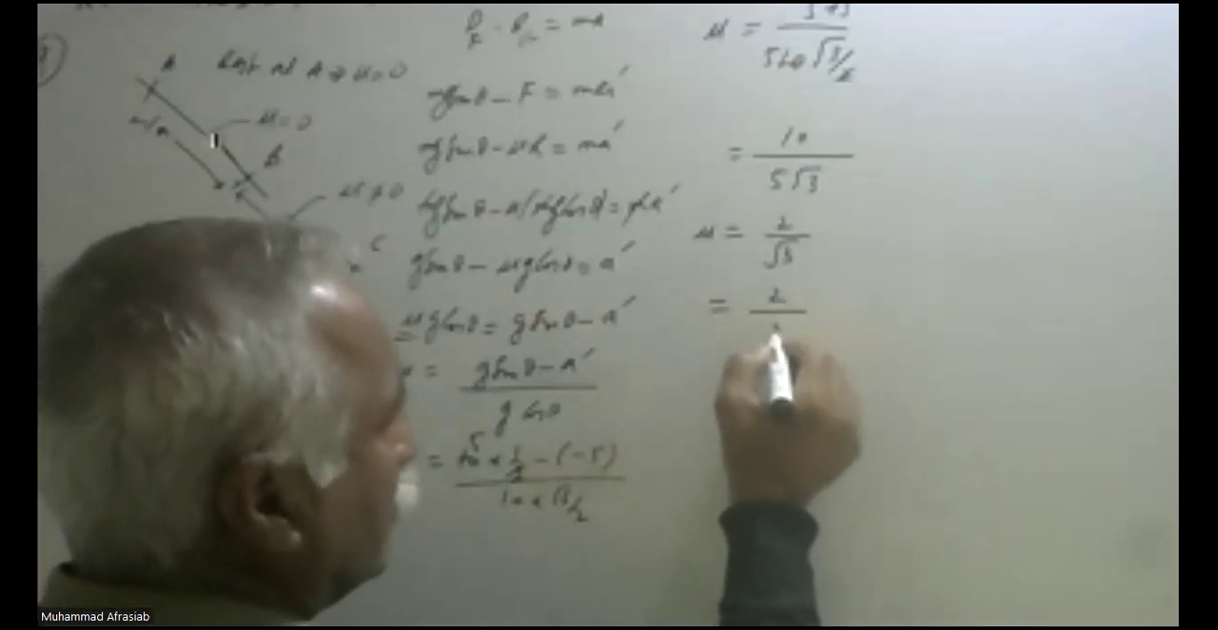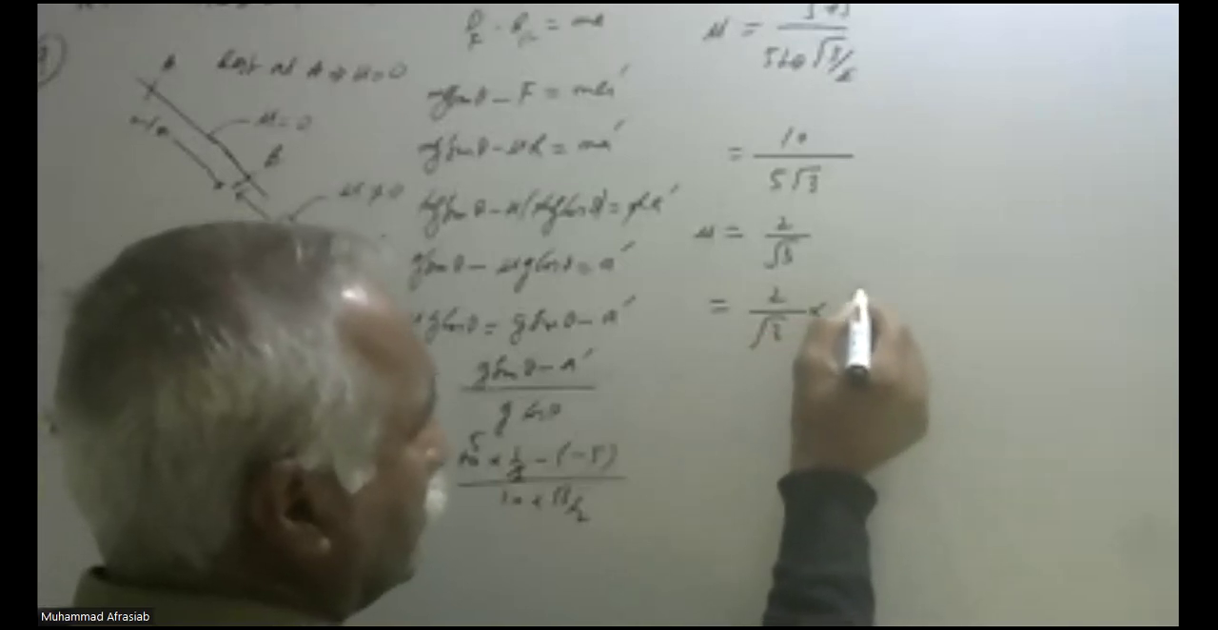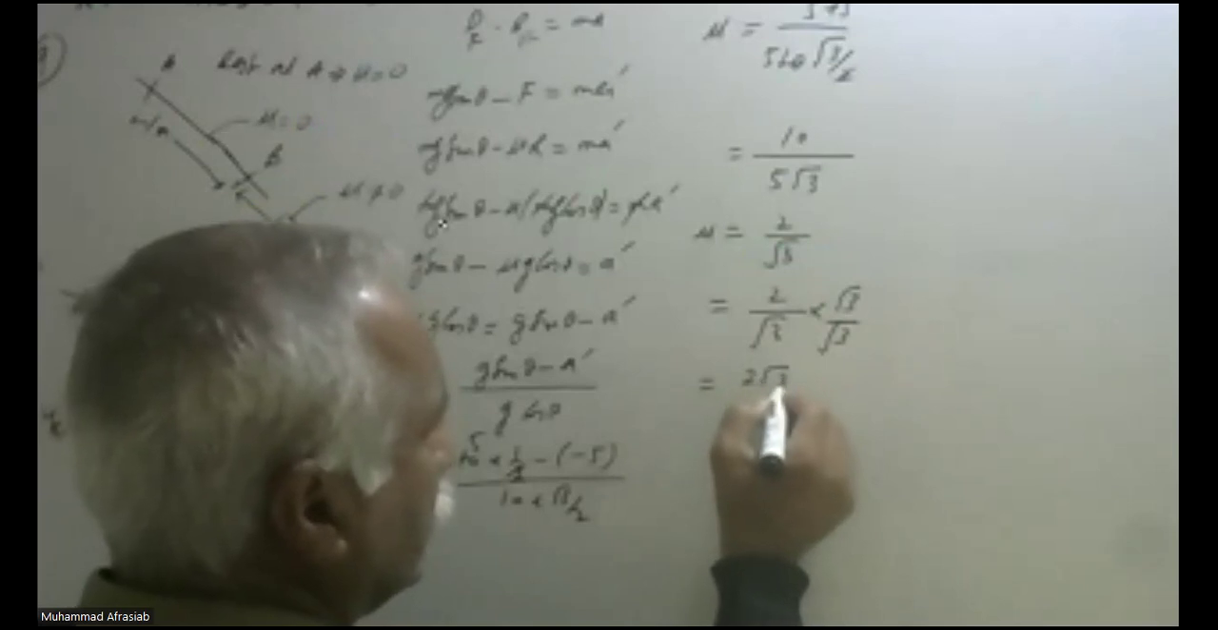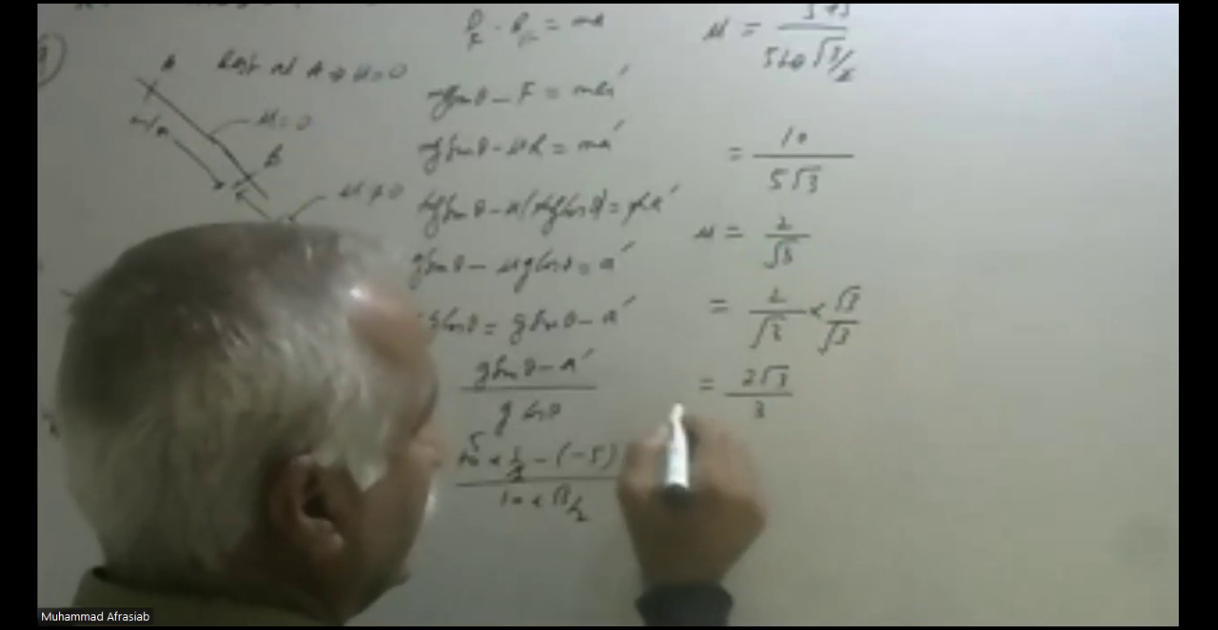is the coefficient of friction. We can even write this thing as 2 over root 3 into root 3 divided by root 3, and that thing is equal to 2 root 3 over 3, the coefficient of friction of this particle when it is going to be at rest at the position C there. So this is the complete solution for this question number 9 for this mechanics.